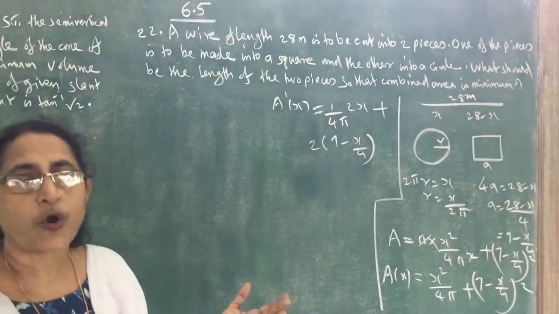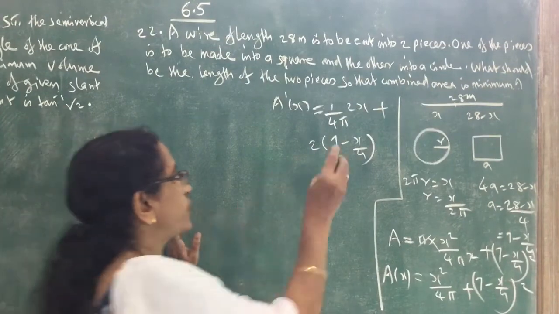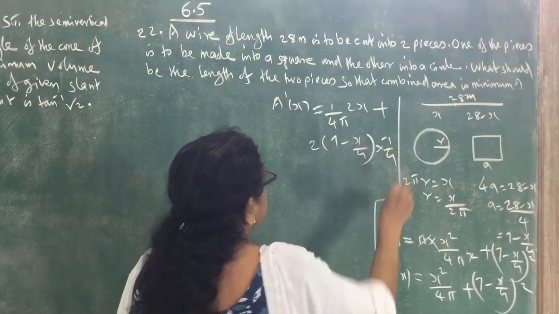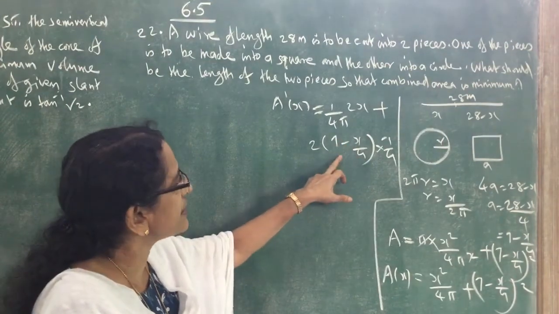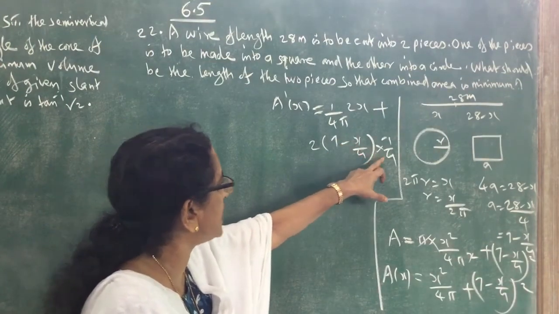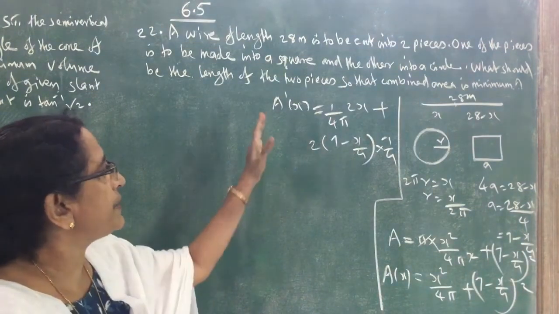Derivative of 7 is 0, minus 1 by 4 into x, so into negative 1 by 4. That is the derivative of 7 minus x by 4. Derivative of 7 is 0, derivative of minus x by 4 is minus 1 by 4. So this is the derivative.